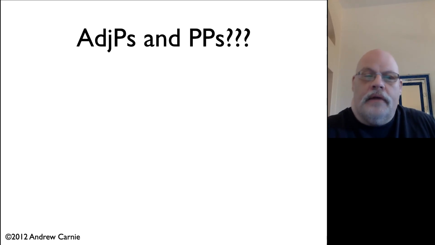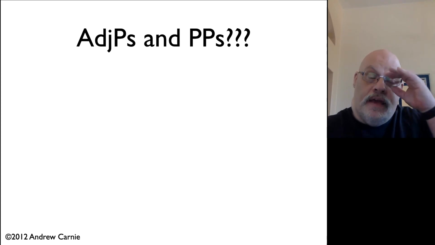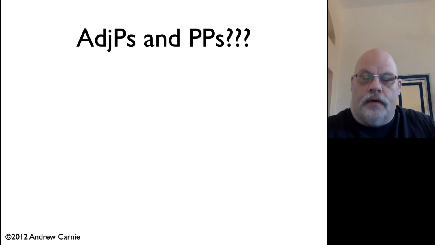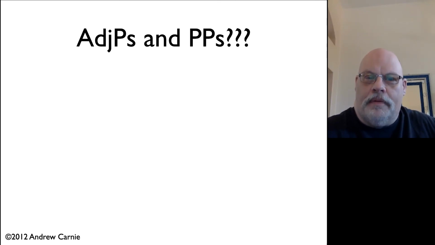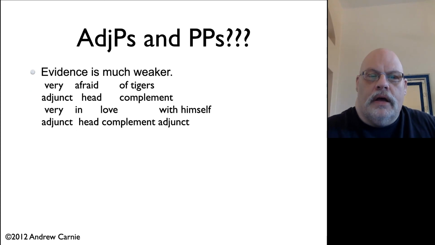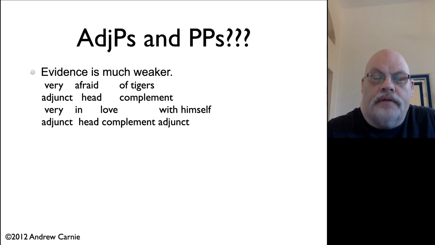So therefore, we can conclude that at least with verb phrases, there does seem to be a distinction between complements and adjuncts. Now, when it comes to adjective phrases and prepositional phrases, you'll remember from an earlier video that the evidence for X-bar theory in these forms is not strong, but that's simply because they typically have very restricted amount of modification that can happen within them. So it does seem to be the case that there is a distinction between adjuncts and complements in these forms. So, for example, you can say very afraid of tigers, where afraid is an adjective, and very is an adjunct, and of tigers is a complement.